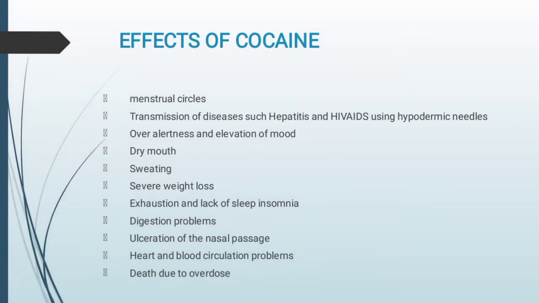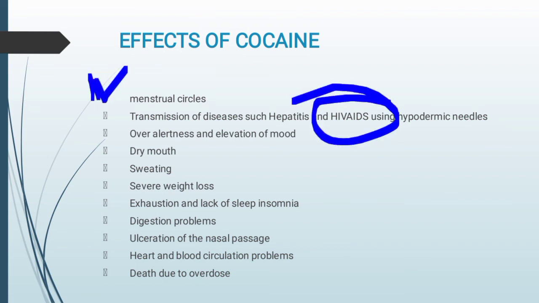Effects of cocaine. Irregular menstrual cycles. Transmission of diseases such as hepatitis and HIV/AIDS through hypodermic needles, because it can be injected. Those people, when they are using these drugs, become senseless, their brains are affected. They get a needle, inject cocaine into this person, then use the same needle to inject another person. That brings about transmission of diseases such as HIV and hepatitis.